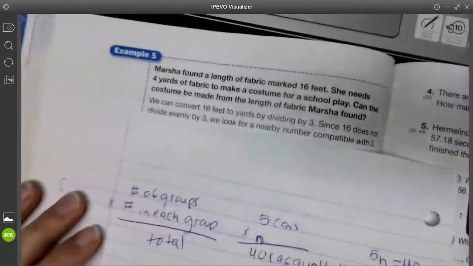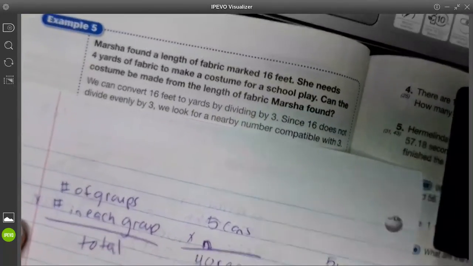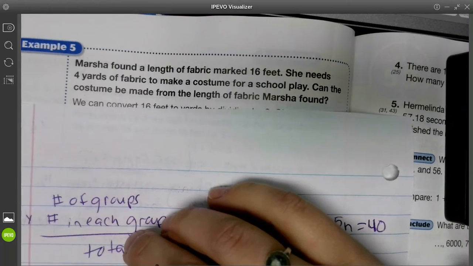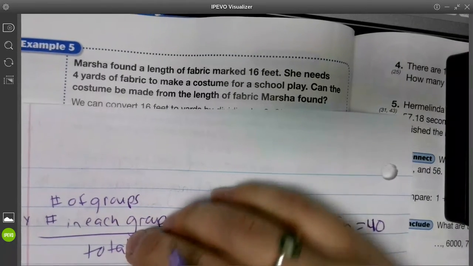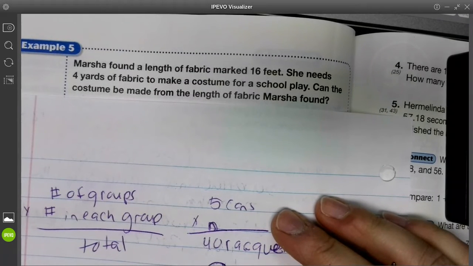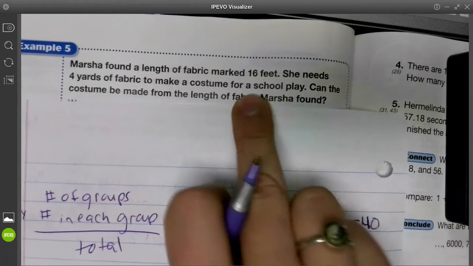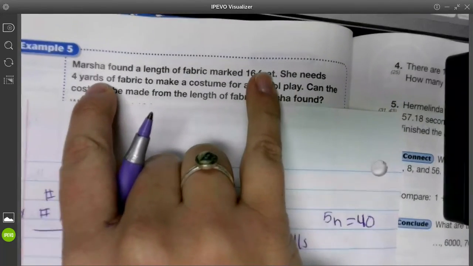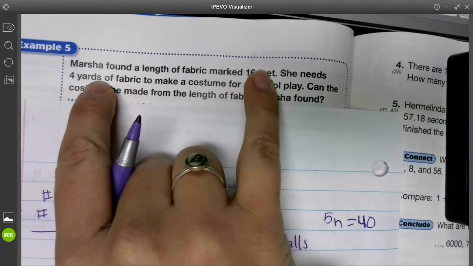All right. Marcia found a length of fabric marked 16 feet. She needs 4 yards of fabric to make a costume for a school play. Can the costume be made from the length of fabric Marcia found? So we need to figure out if it's enough. If you notice, the fabric is marked 16 feet. She needs 4 yards. Feet and yards are different measurements.